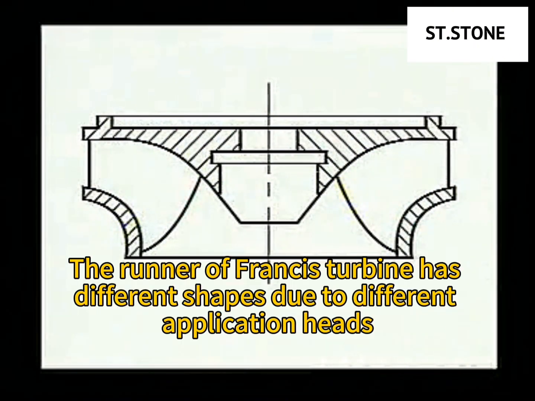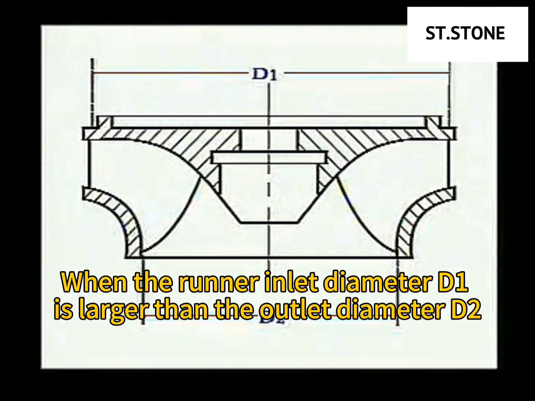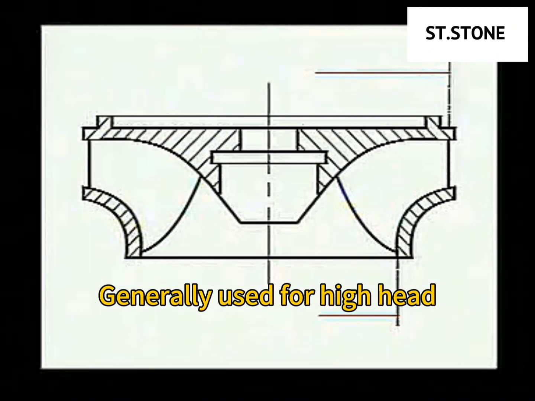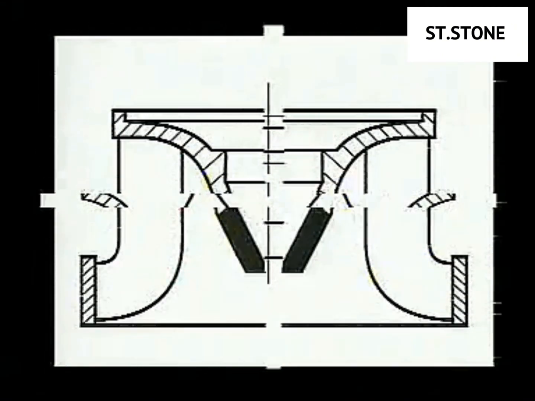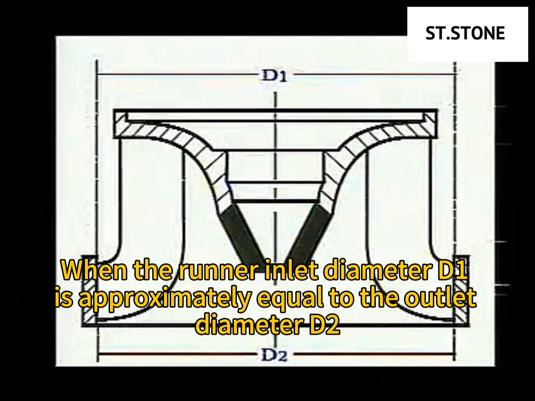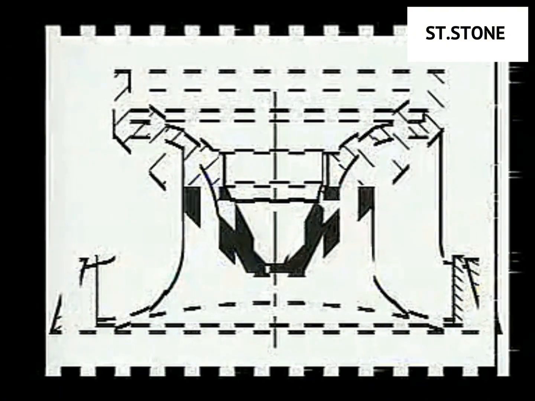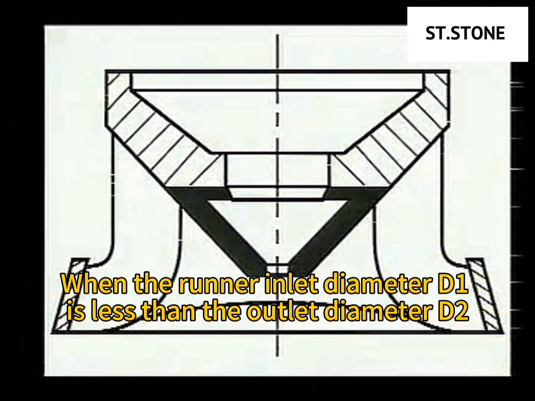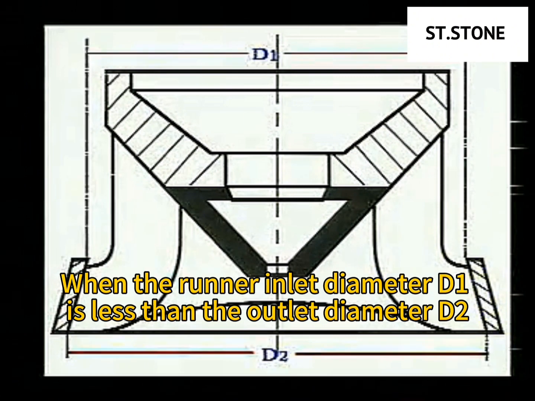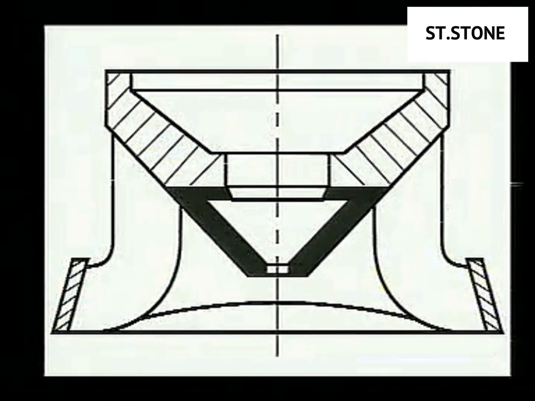The runner of Francis turbine has different shapes due to different application heads. When the runner inlet diameter D1 is larger than the outlet diameter D2, generally used for high head. When the runner inlet diameter D1 is approximately equal to the outlet diameter D2, usually applied to medium head. When the runner inlet diameter D1 is less than the outlet diameter D2, apply to medium and low head.